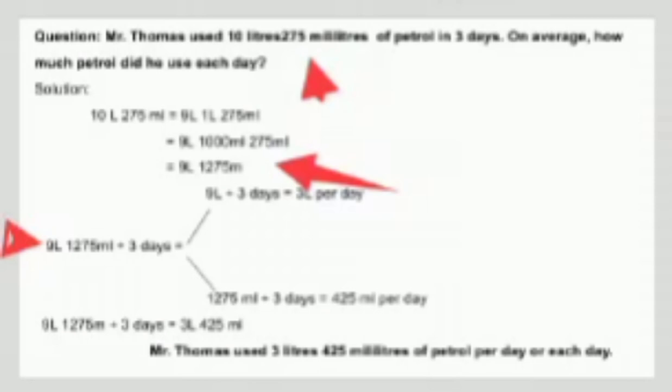So let's combine these compound units. 9 liters 1275 milliliters divided by 3 days is equal to 3 liters 425 milliliters, and that's the simplest form. So Mr. Thomas used 3 liters 425 milliliters of petrol per day, or each day.